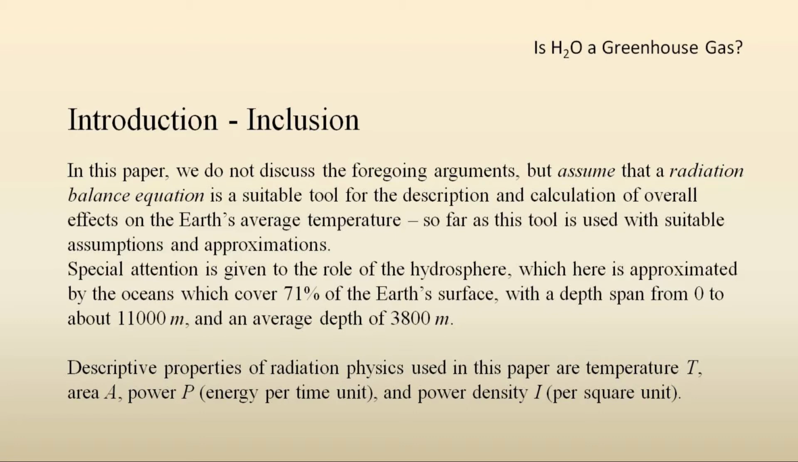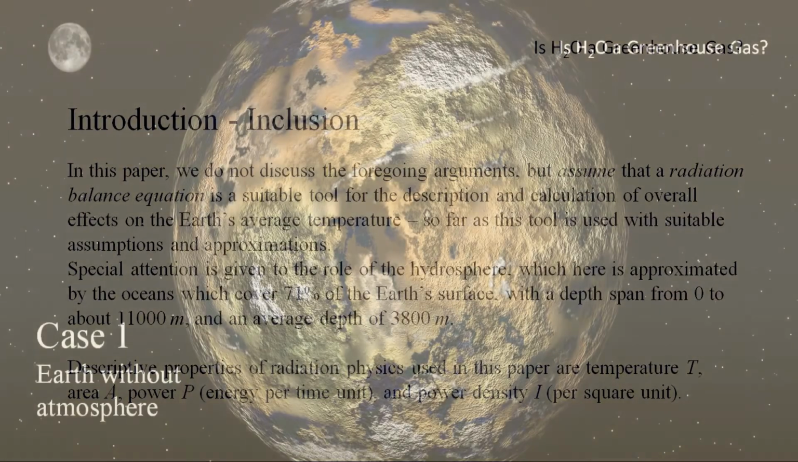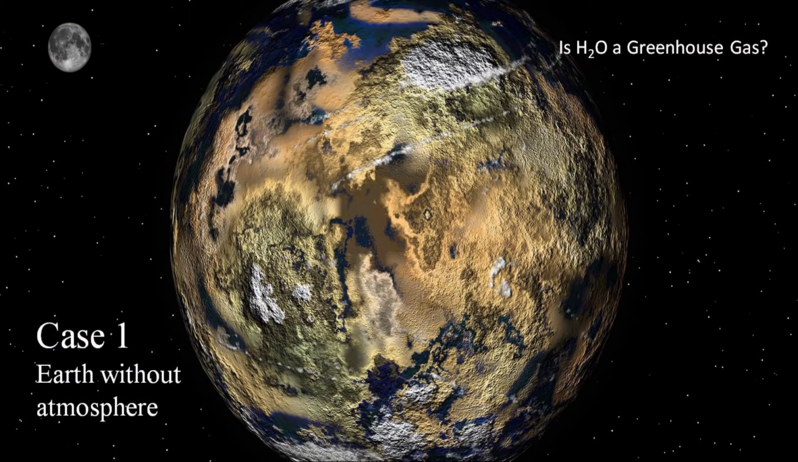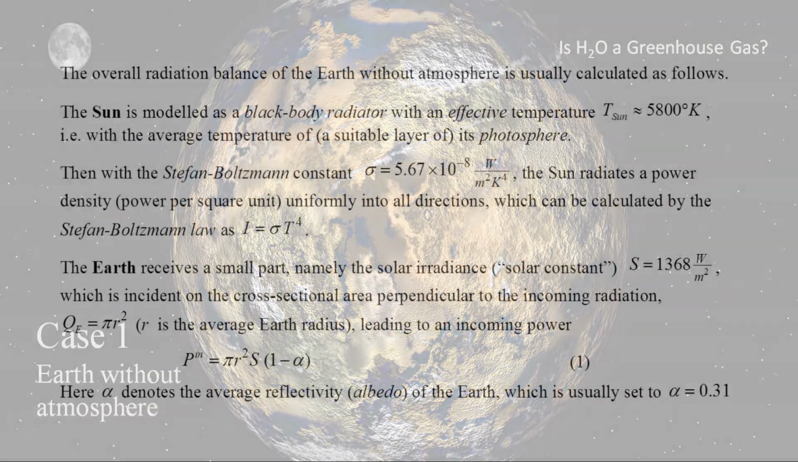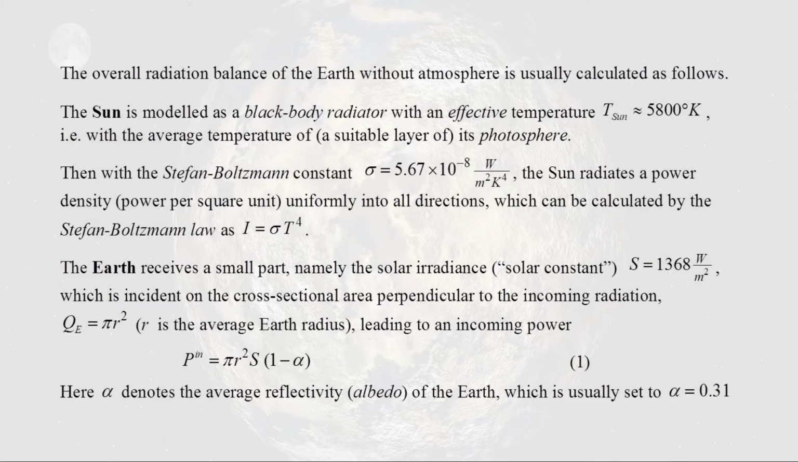Descriptive properties of radiation physics used in this paper are temperature T, area A, power P, that is energy per time unit, and power density I per square unit. Case 1. Earth without atmosphere. The overall radiation balance of the Earth without atmosphere is usually calculated as follows.